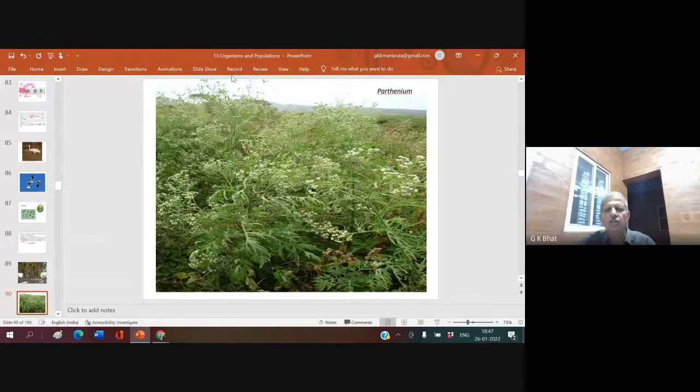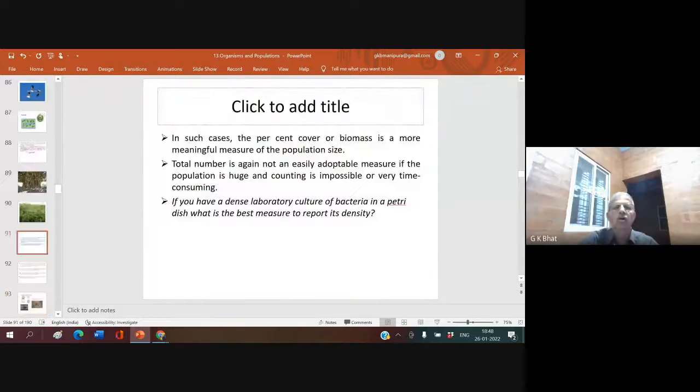This is a nonsense weed. You are troubled very much. There is no place without this weed in India. Remember. So this is of no use. Utterly useless for any purpose. Saying that there are hundreds and thousands of Parthenium plants and only one banyan tree is meaningless.